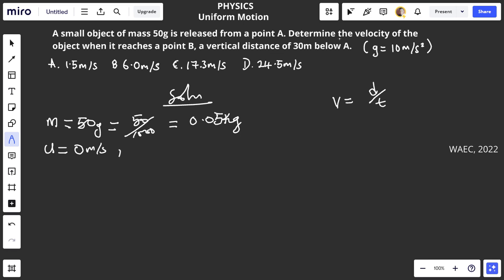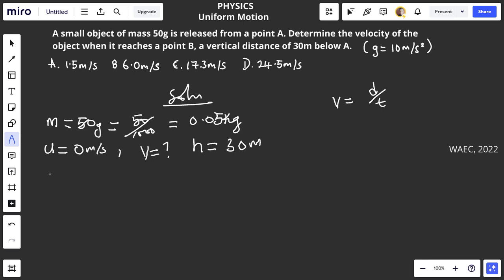So the next parameter, determine the velocity. So we are looking for final velocity when it reaches a point B, a vertical distance of 30 meters. Vertical distance, that's h, height, equals 30 meters. So we have 3 equations of uniform motion.